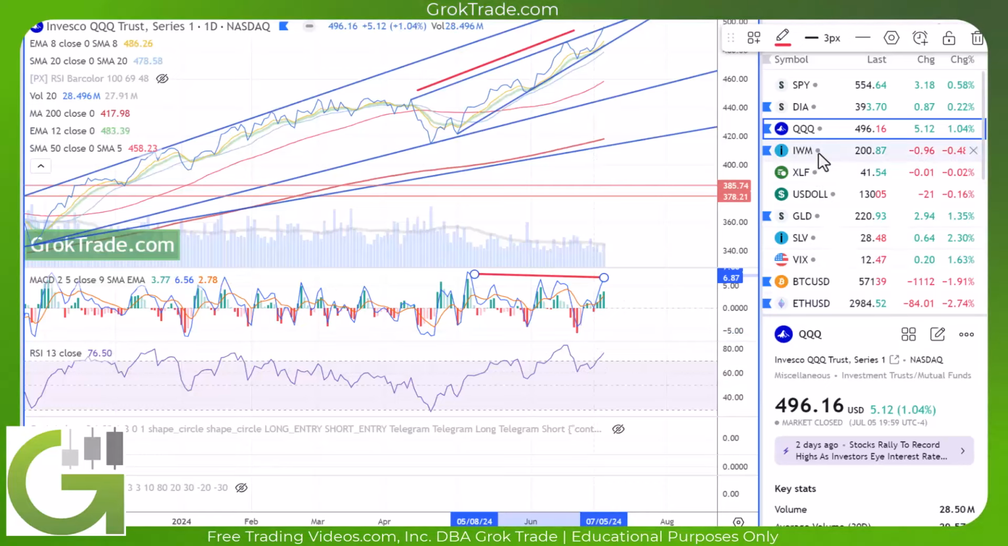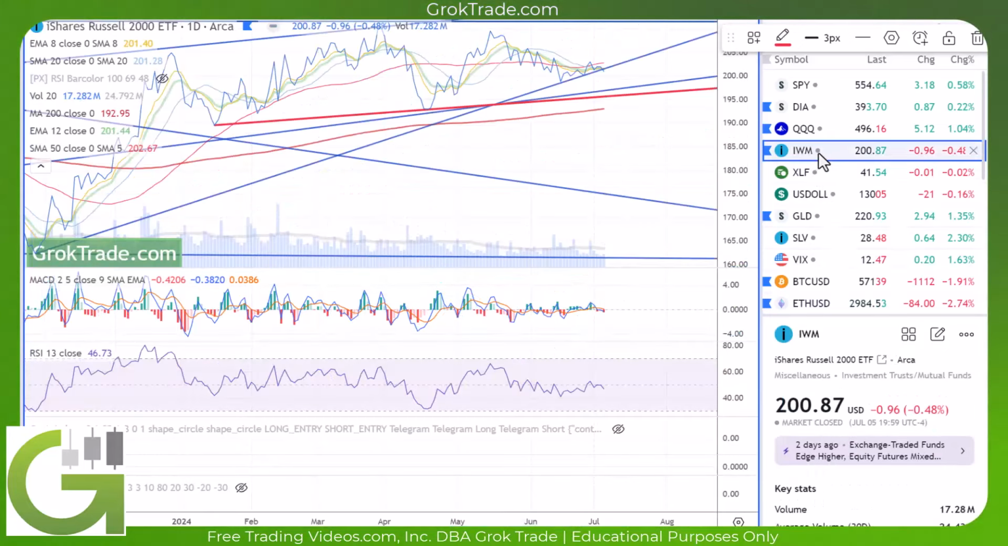And if you go to the Russell 2000, the Russell 2000 is not nearly as bullish as what we're seeing in the Spider and the Qs. Look at this, down, down, down, down, down, and it's barely holding up, and it's starting to break that trend line right now.